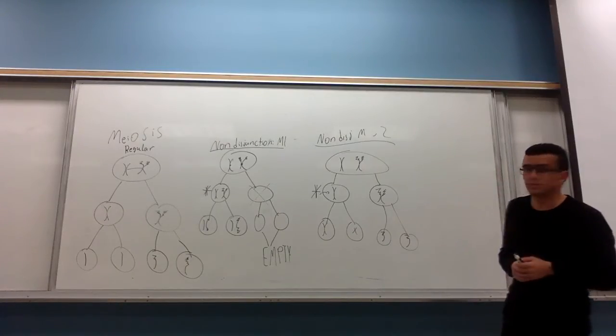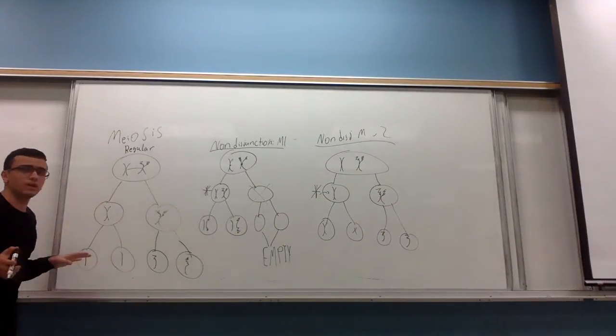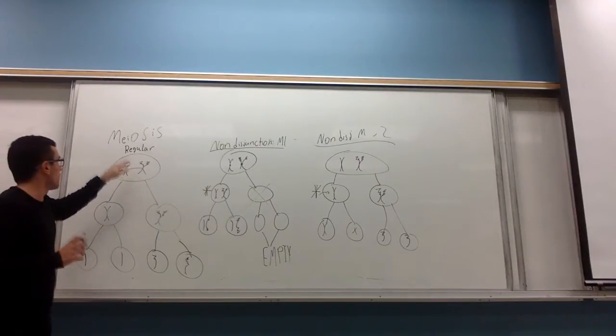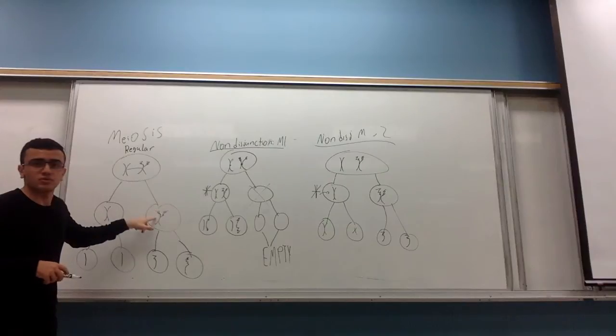So let's just go right into it. What does meiosis 1 do? In a regular cell, all meiosis 1 does is it splits this tetrad. So what happens is that we get one chromosome over here and 1 chromosome over here.